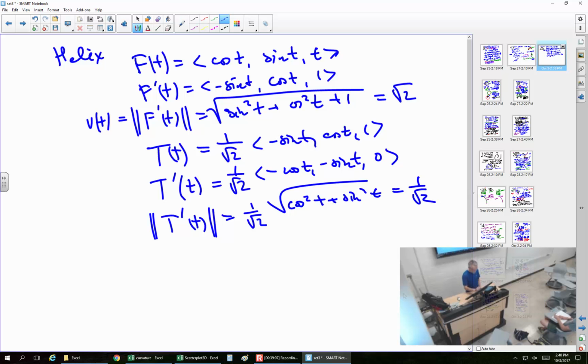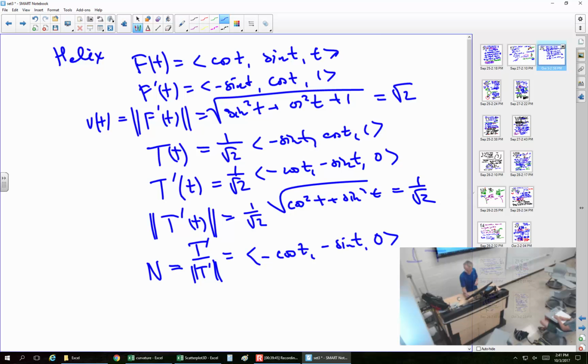Okay, and so now the unit normal vector will be, once again, T prime over the magnitude of T prime. So it is simply this: negative cosine t, negative sine t, 0. You can confirm that it is perpendicular to T.